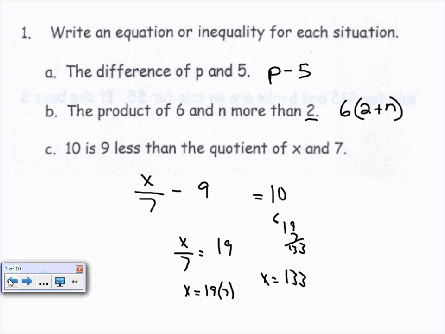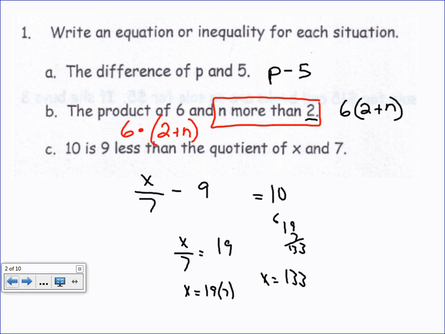Just so we're here, because I want to make sure I talk about these first 3 problems, because this is very similar to the first 3 problems on our test tomorrow. Because here's why I'm going over the distributive property. Look, the product of 6. I know product of 6 is 6 times something. But if that something is 2 plus n, I have to put 2 plus n in parentheses so that I distribute.